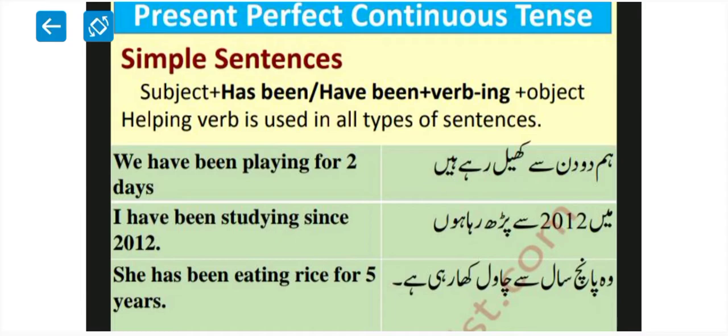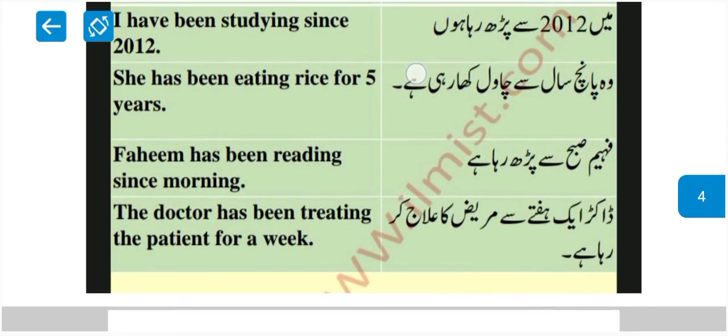Let's see some of its examples, and that is हम 2 दिन से खेल रहे हैं. We have been playing for 2 days. मैं 2012 से पढ़ रहा हूँ. I have been studying since 2012. वो 5 साल से चावल खा रही है. She has been eating rice for 5 years.